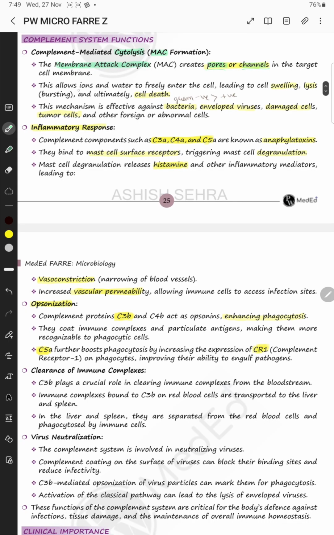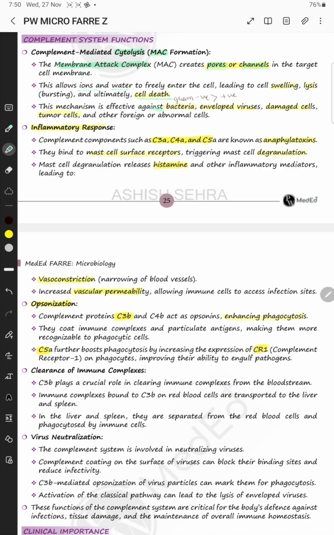इन पोर्स से आयंस और वाटर्स उस माइक्रोब में जाएंगे, जिससे स्वेलिंग या लाइसिस होगा एंड अल्टीमेटली सेल डेथ होगा. ठीक है. This membrane attack complex will form pores and channels in the target cell membrane, जिससे आयंस और वाटर जाएंगे सेल में, सेल का स्वेलिंग या लाइसिस होगा एंड अल्टीमेटली सेल डेथ होगा.